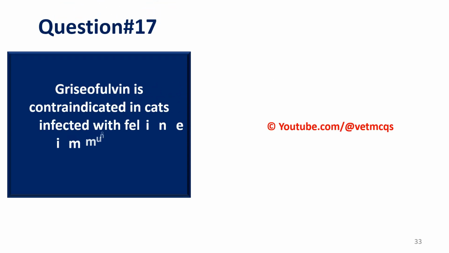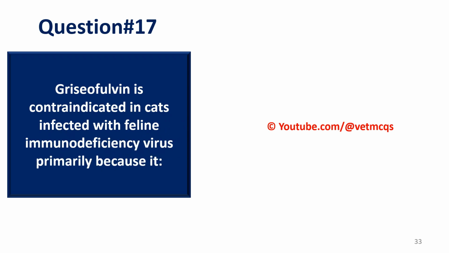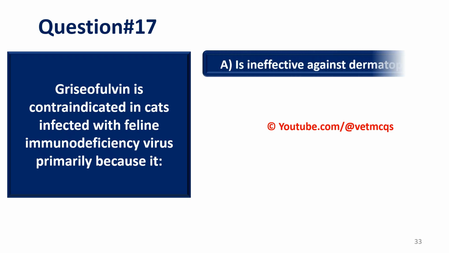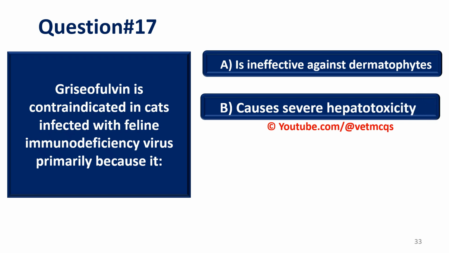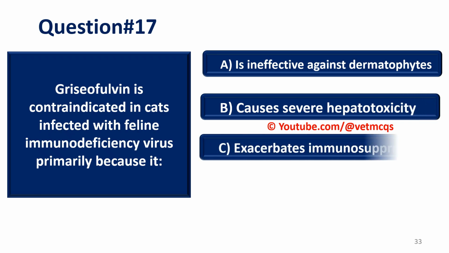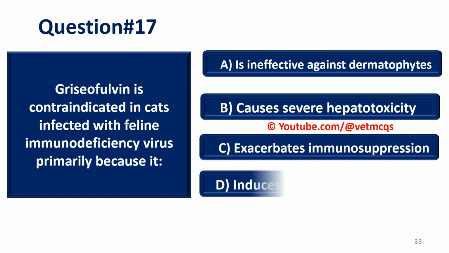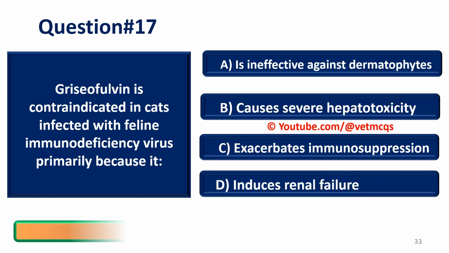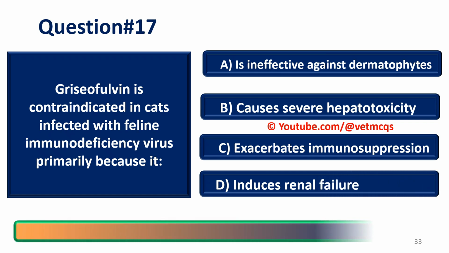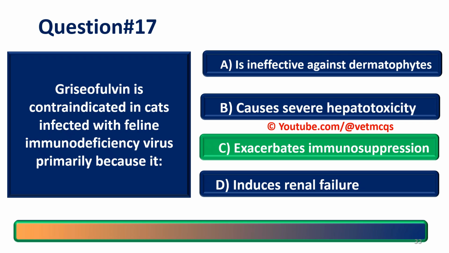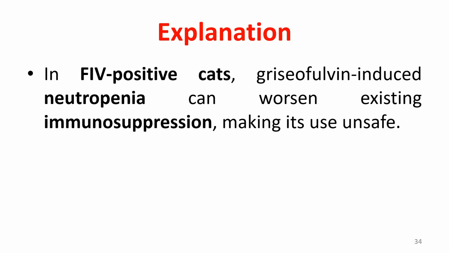Griseofulvin is contraindicated in cats infected with feline immunodeficiency virus, primarily because it is ineffective against dermatophytes, causes severe hepatotoxicity, exacerbates immunosuppression, induces renal failure. And the correct answer is option C, that is it exacerbates immunosuppression.